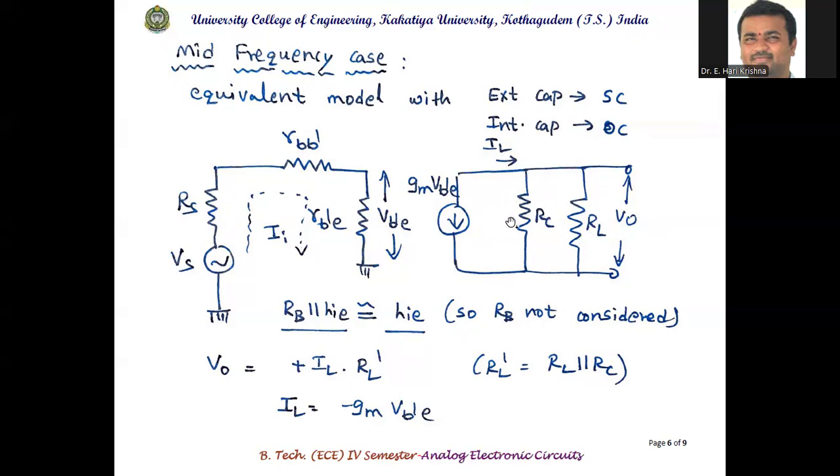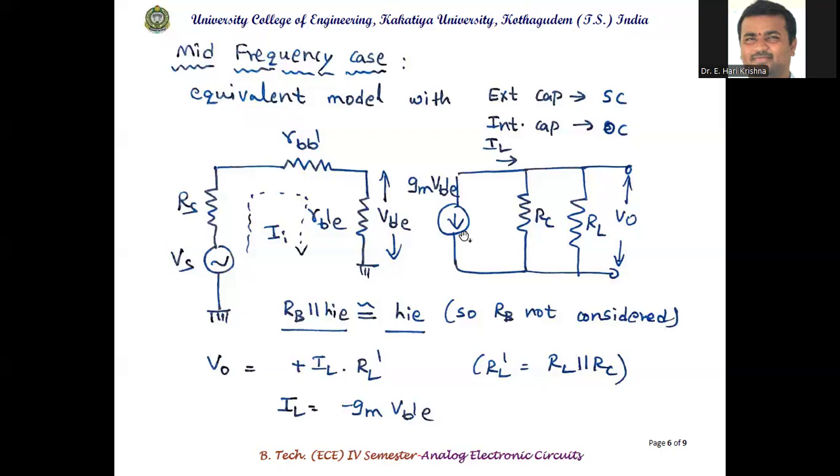We are considering here RL dash, the parallel combination of RL and RC. At the input side, we have neglected RB. Why? Because RB is in parallel with HIE. RB is a very high value, and in parallel with a low value it always leads to HIE. Now we calculate the output voltage. The current IL flows through the load resistor. V0 is equal to IL into RL dash, where RL dash is RL parallel with RC.